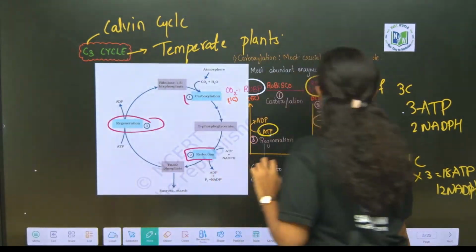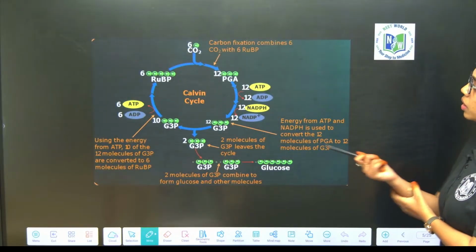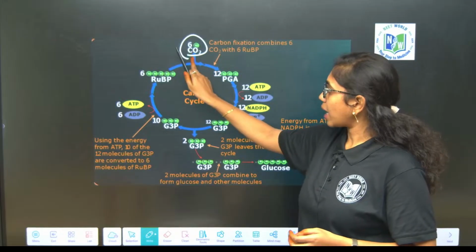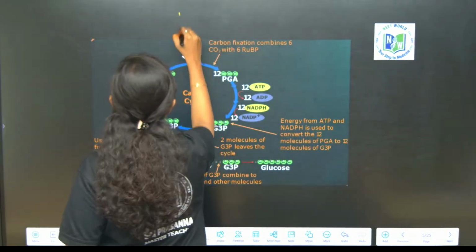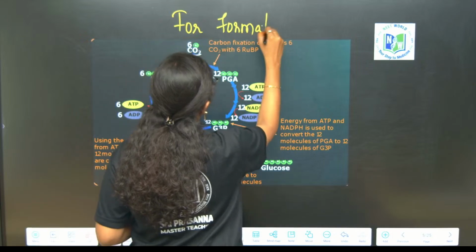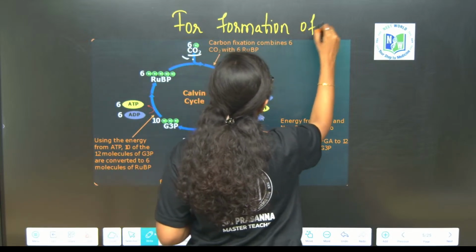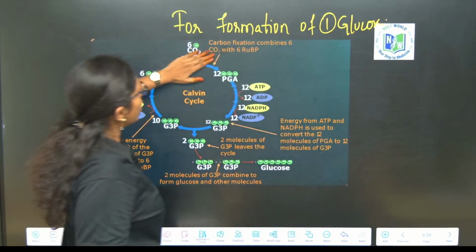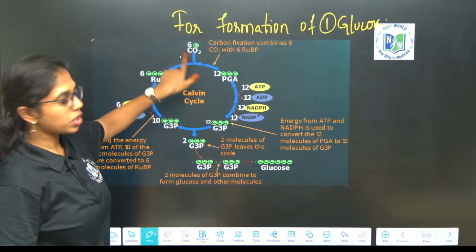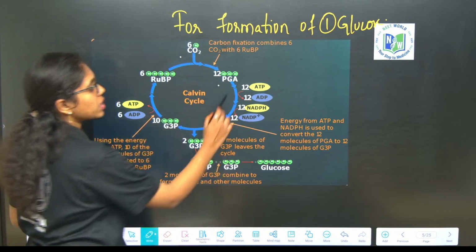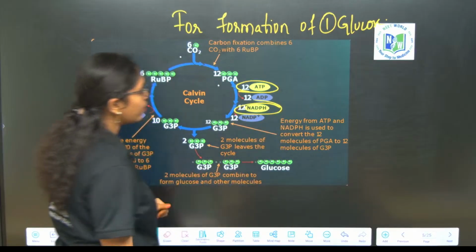So, this is for 6 cycles. 6 carbon for the formation of one glucose. 6 carbon dioxides are fixed. How many PGA are formed? 12 PGA. How much ATP is utilized here? 12 ATP and 12 NADPH.